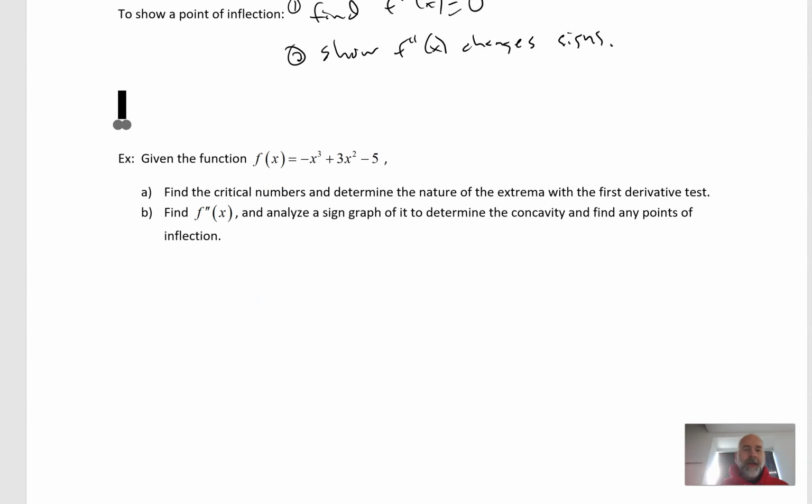So here's one. The first part of it is a review question. Find the critical numbers, determine the nature of the extrema with the first derivative test. That's total review. And then part B, find the second derivative, analyze the sign graph of it to determine concavity and find any points of inflection. Okay, pause it and give these things a try. After you've given it a try and you've at least found the derivatives, then I'll show you the answers.